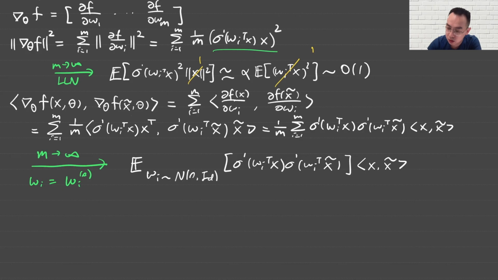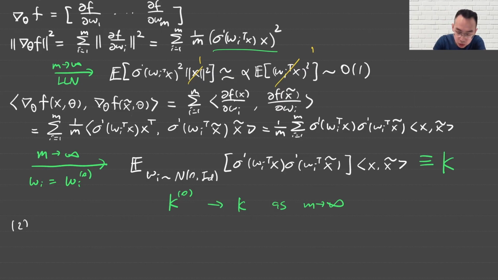So we're just going to define this as K, and then it means that at our initialization, right, the K0 matrix will converge to K as m goes to infinity, right? Okay, so this concludes our step one in here.